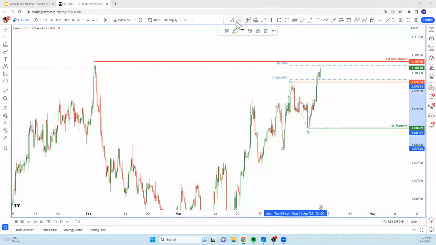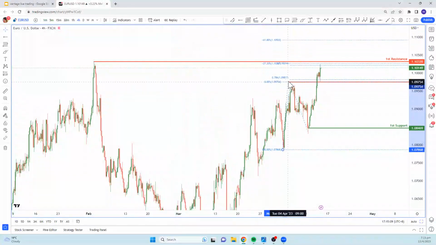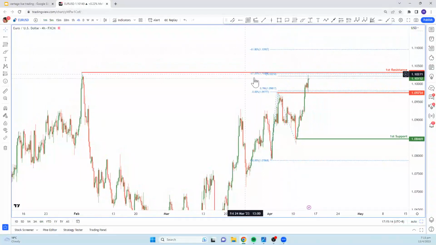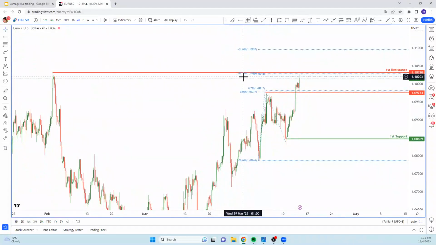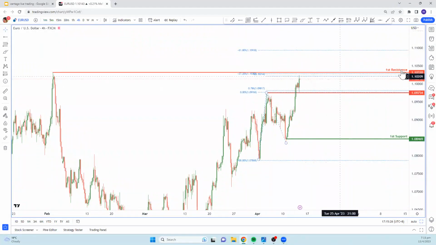Now I'm going to pull out my Fibonacci retracement over here, and this is what we call a Fibonacci expansion. We have the negative 27.2 as well as negative 61.8. I can see my negative 27.2 lines up nicely with my first resistance as well as the 100% Fibonacci projection. So this is an area of confluence that we can take note of.